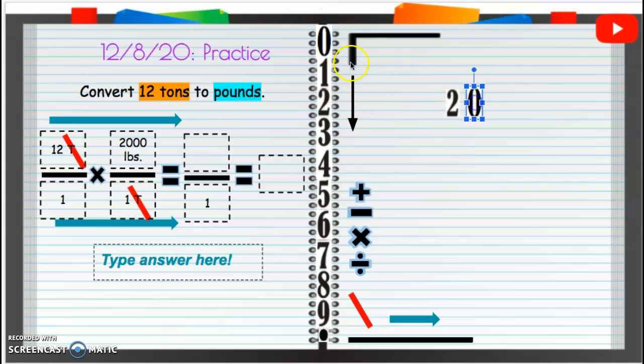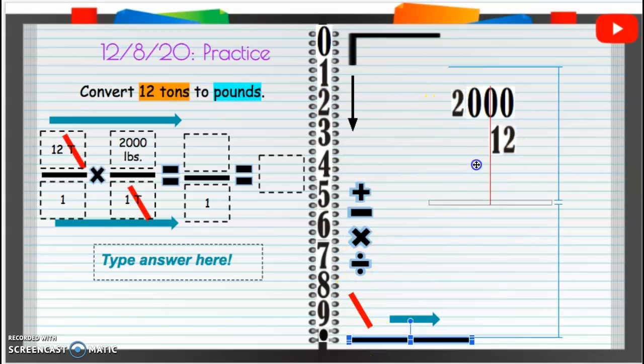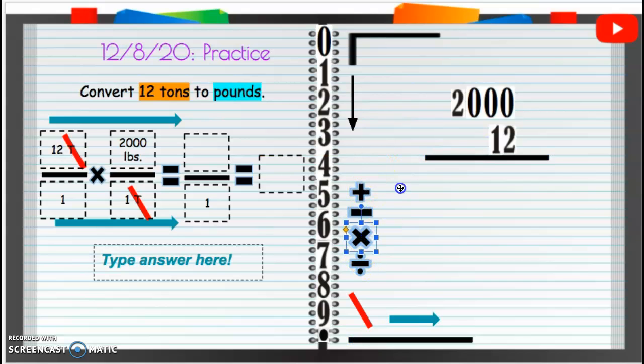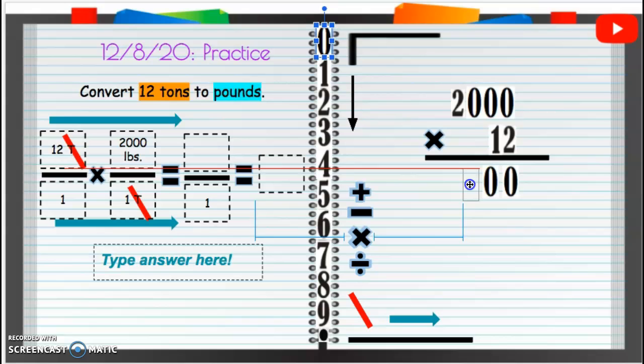So 2,000 times 12. And remember, we do not have to line up decimals. We're just going to push it over to the right. Alrighty, so let's start multiplying. Well, I know that 2 times 0 is 0, because anything times 0 is 0. 2 times 0 again, 0. 2 times 0, 0. 2 times 2, 4. We are done with that 2.